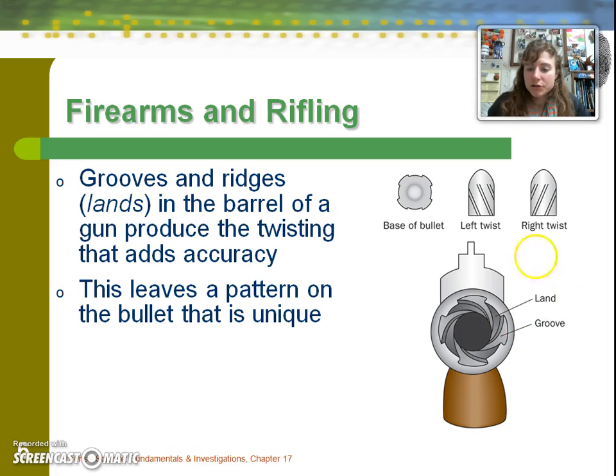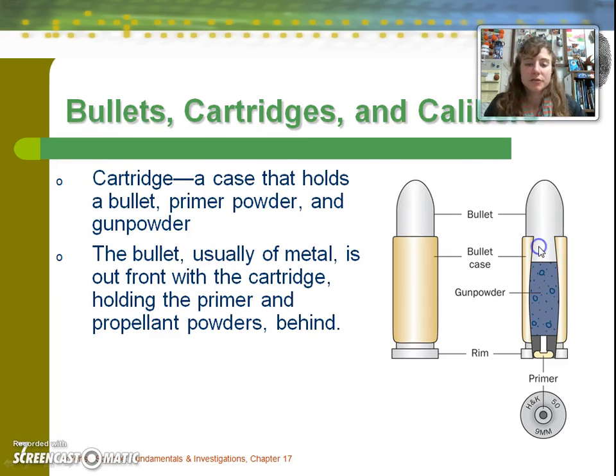So the lands and grooves can be oriented in different ways, and the way that they're oriented will affect the marking that's put on the bullet. Those markings are very important for forensic investigation. If the lands and grooves are oriented in such a way that the striations curve toward the right, that's called a right twist. A left twist is when you look at the bullet and you see the striations going to the left.